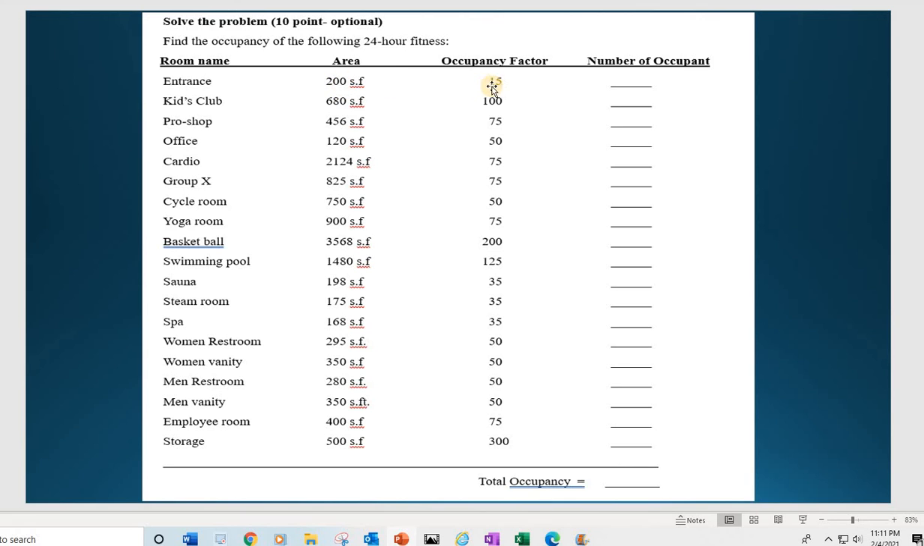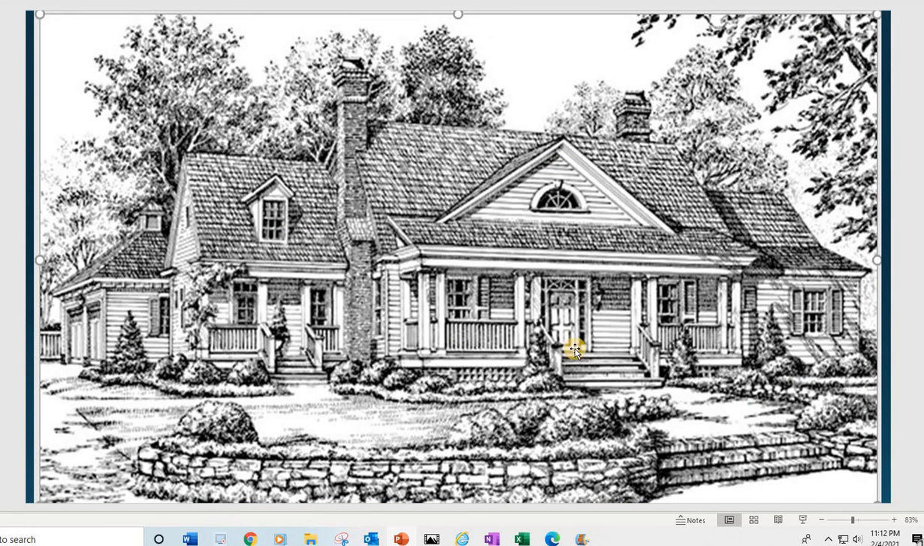So take the area, divide by 15 for the factor, and you get this number. Take 2 decimals, okay? The occupancy factor is the area one person needs to stay there working. For example, for the entrance, that means 15 square feet for each person. You take the total area of the entrance, divide by the factor, and you get the maximum number of occupants in that entrance right here. Remember, 2 decimals.